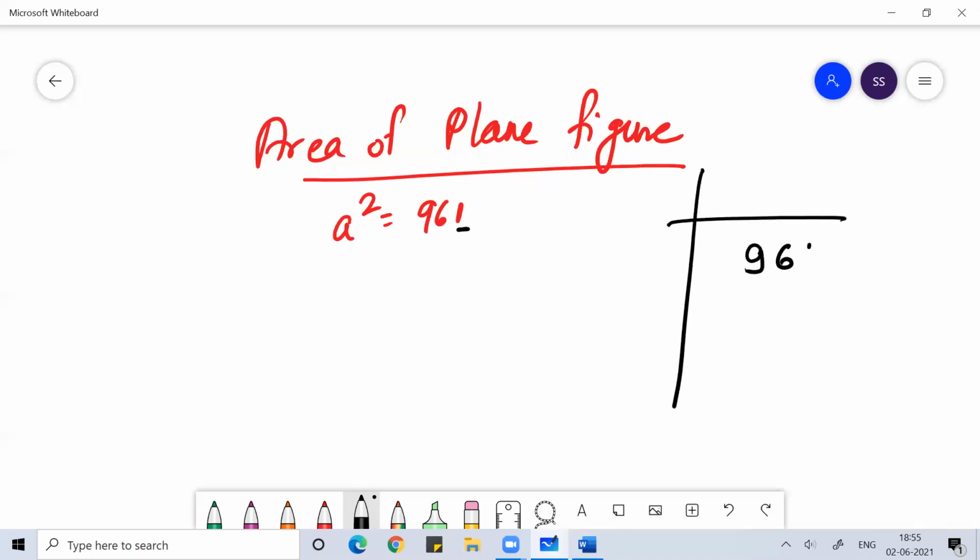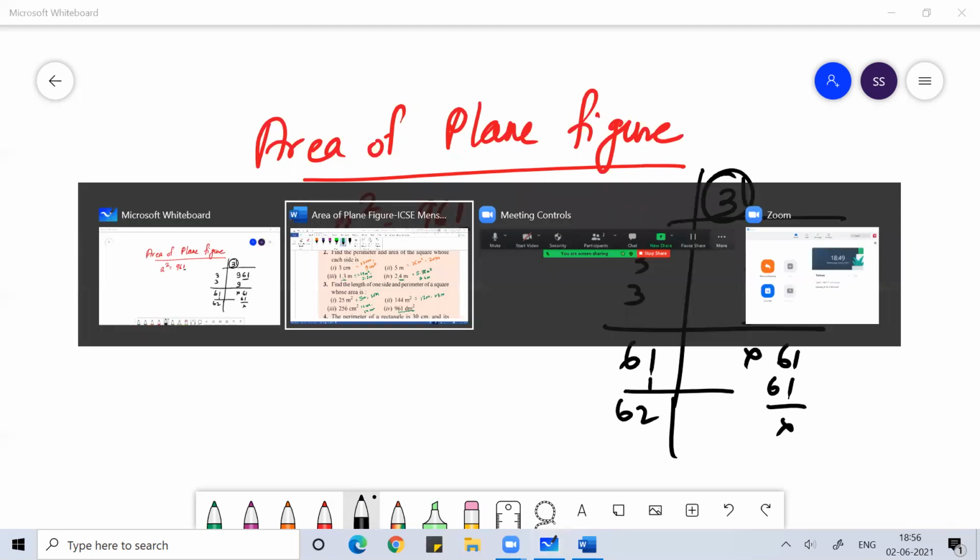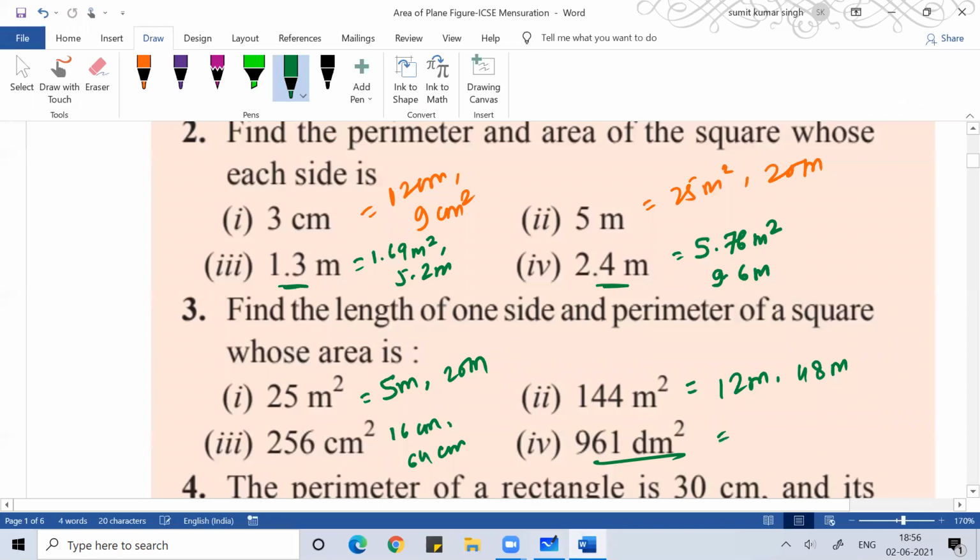You can write 961, make pairs. So 3 square is 9, and 6 will go by 1. 61. And 1 will go by 1. 61. So it's 31, sir. Yes, 31, because this is 30. So this is 124. This is 124 decimeter.